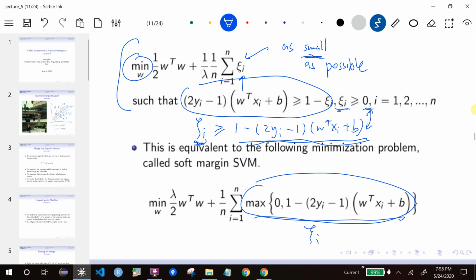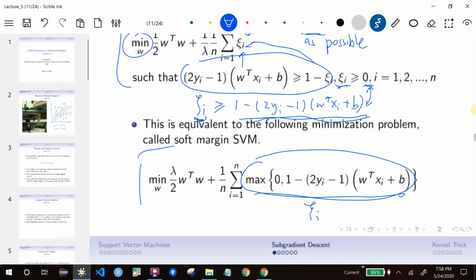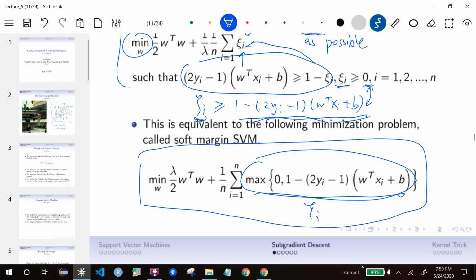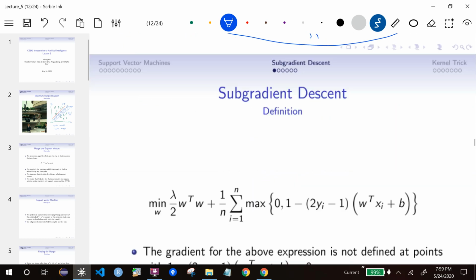When we have an equality constraint, we can just substitute the constraint back into the objective, and we will have an expression like this. This is the expression that we want. That looks complicated, but it's just one expression. We can take the derivative and just use gradient descent again. There's one problem: the max function is not differentiable, so we should figure that out.